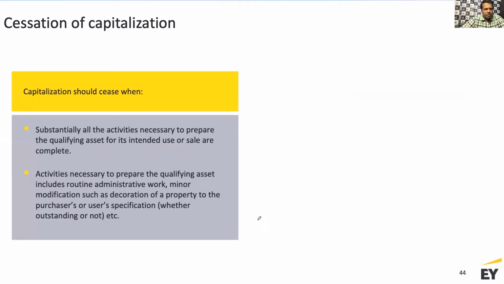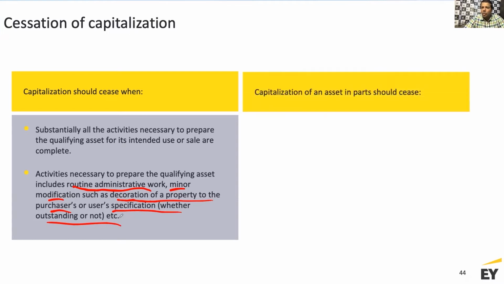Activities necessary to prepare the qualifying asset include routine administrative work and minor modifications, such as decoration of a property to the purchaser's or user's specification, etc. So that means it's all been completed. There's some very minor thing going on, so there is no more value addition which you are doing. So you're going to stop, no longer continue the capitalization.